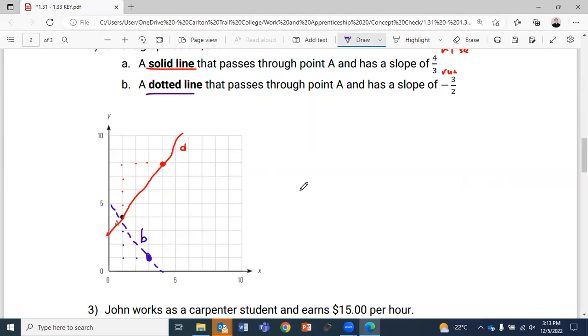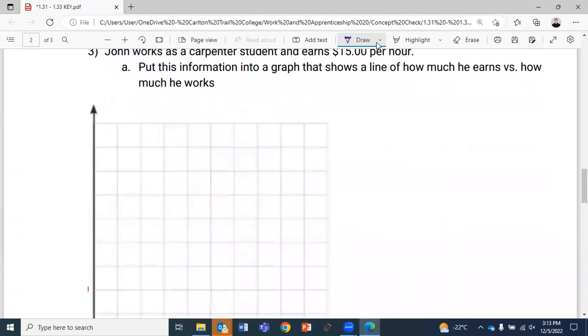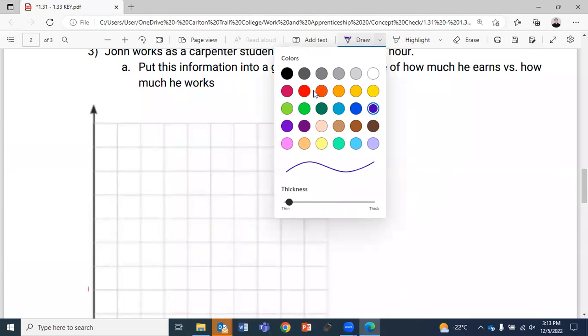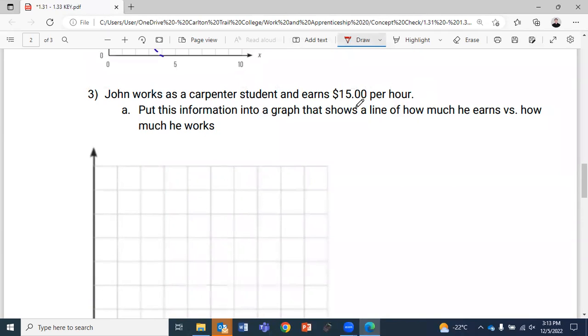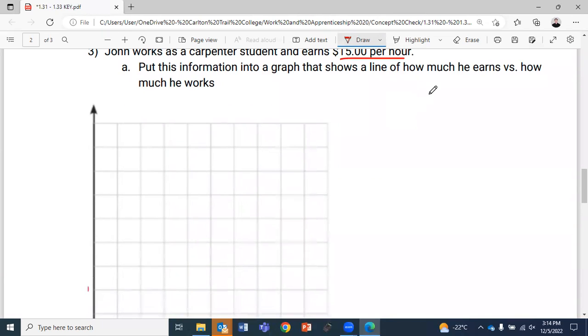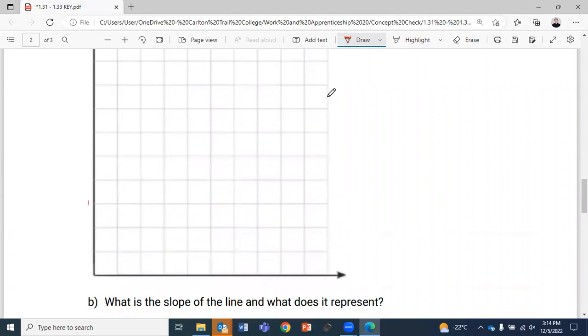Next thing we're going to do is we're going to do question 3. So in this one, John works as a carpenter student and earns $15 an hour. We want to put this information in a graph and show a line about how much he earns versus how much he works. So put this information in a graph. To make a line in a graph, we need 2 points.